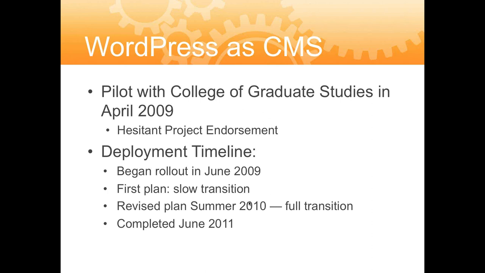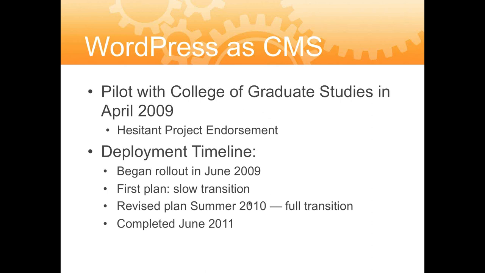So not wanting to jump into this with both feet and take the institution on this wild right-hand turn, we started with a pilot of the College of Graduate Studies website in April of 2009. They approached us. They had contracted to get a redesign and a re-architecture of their website, and they initially were going to use the CMS we were using at the time. We talked them into being a pilot of WordPress, and they were hesitant at first. It took some meetings and some convincing to say, we think we can do this, and we think you'll be happier. So we convinced them, and they decided to roll that out in June of 2009.